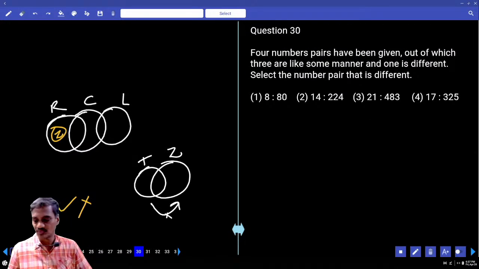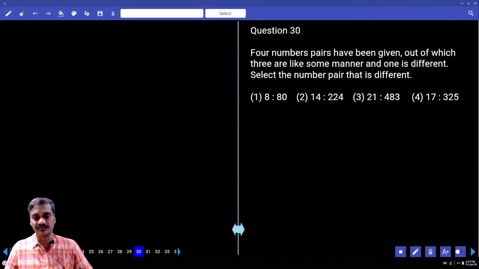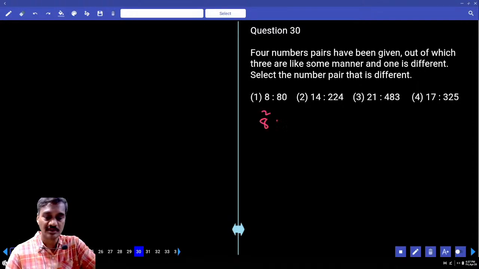Then the 30th. Now we have pairs 8 and 18, 14 and 24. We need to find the pair which is not following the pattern. 8 and 84: 8 squared is 64, plus 16, and 16 can be written as 8 into 2.